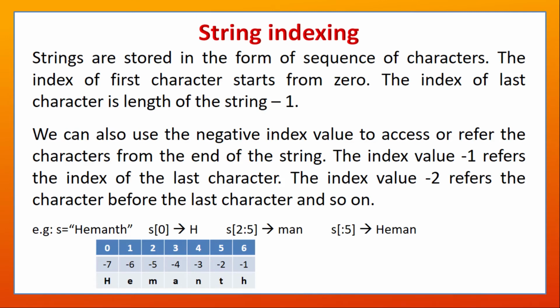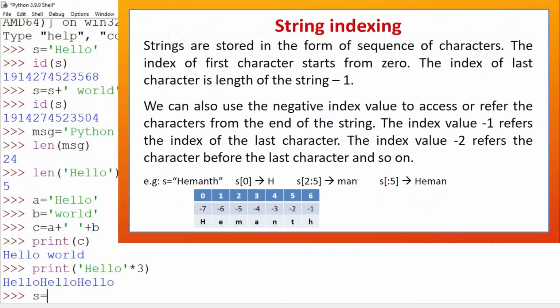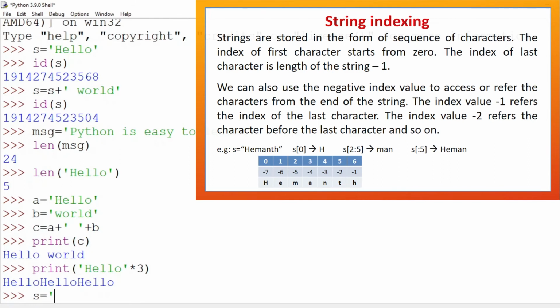String indexing. We know that strings are stored in the form of a sequence of characters. The index of the first character starts from 0. The index of the last character is the length of the string minus 1. We can also use negative index values to access or refer to the characters from the end of the string. The index value -1 refers to the index of the last character, and the index value -2 refers to the character before the last character, and so on.